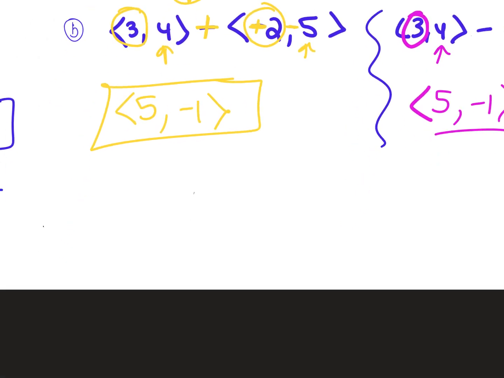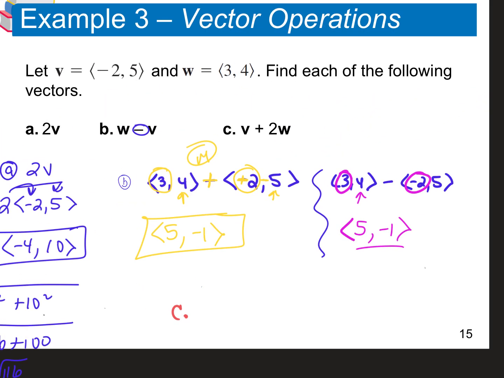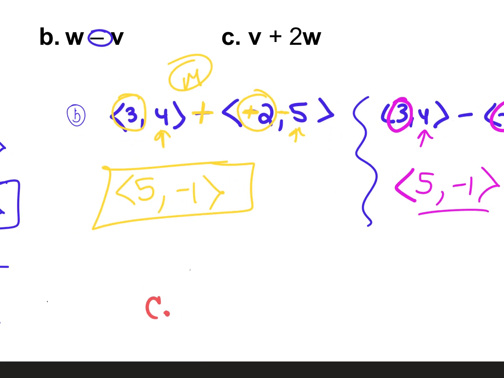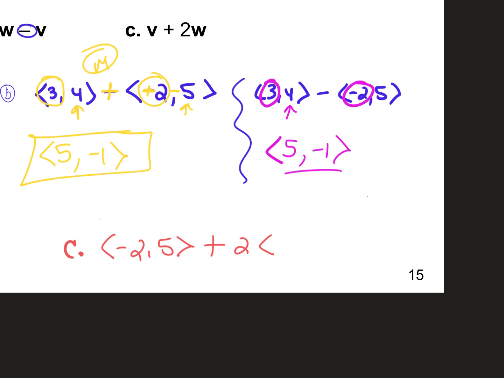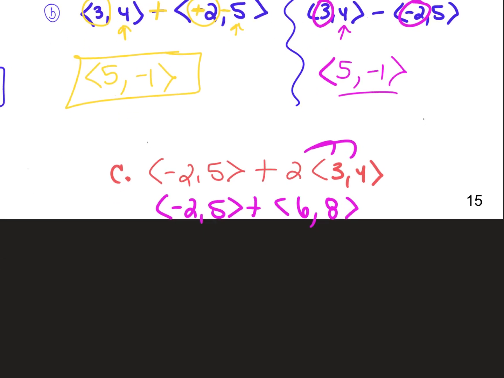All right, let's look at C. What is C asking us to do? Take V, which is -2, 5, and add it to 2 times 3, 4. Yeah? So what do we do first? We distribute the 2 first. So this stays negative 2, 5, plus 2 times 3 is 6, 2 times 4 is 8. Now we have one vector plus another vector.